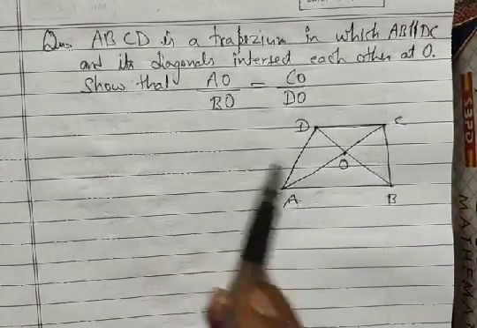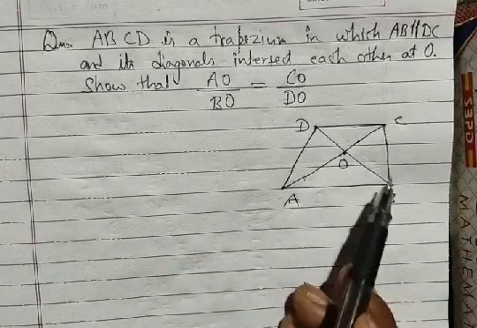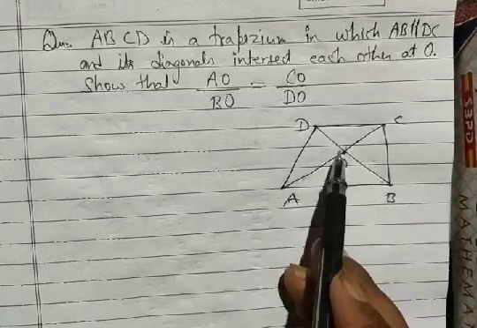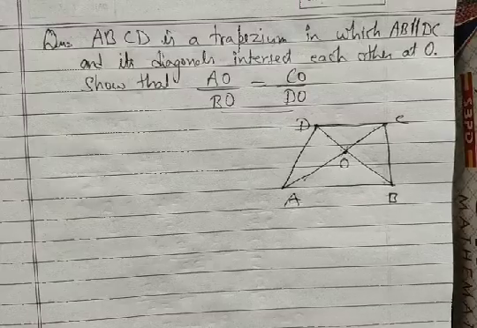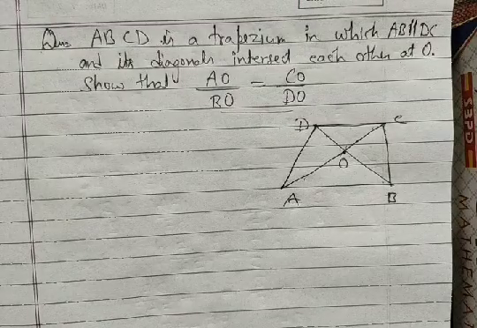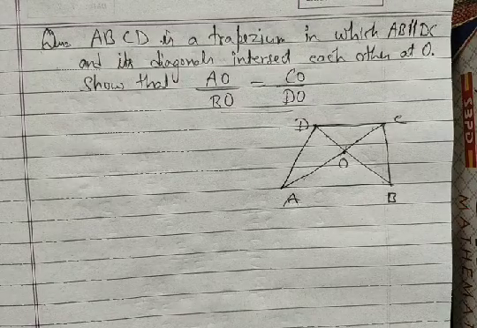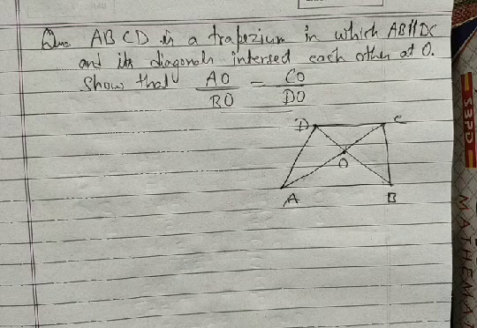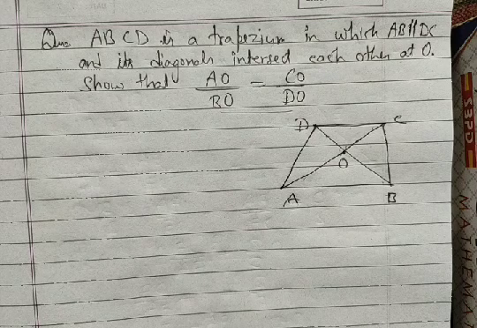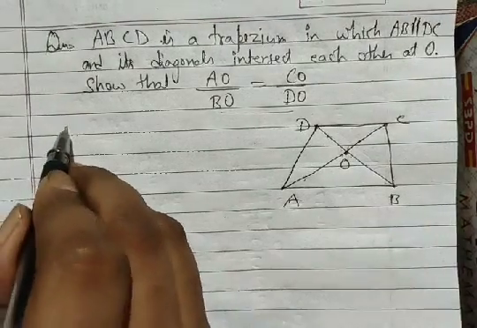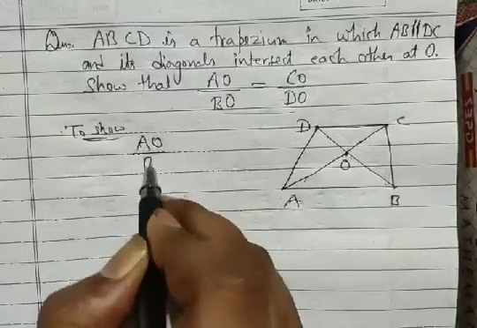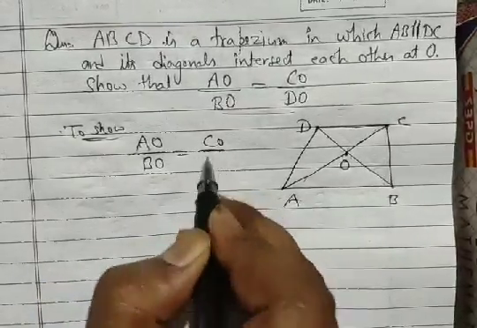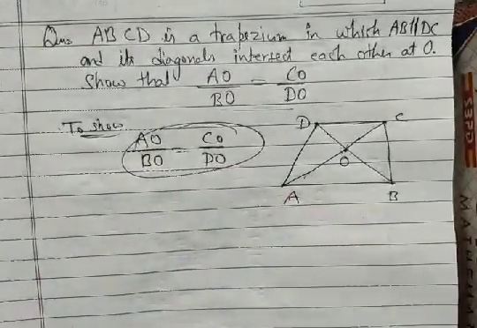Now we have to show that AO is to BO equal to CO is to DO. We have a trapezium, and its diagonals intersect each other, as in the figure. We have drawn a rough figure. We have to show that AO is to BO equal to CO is to DO.